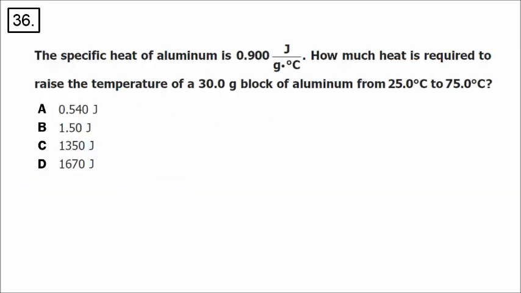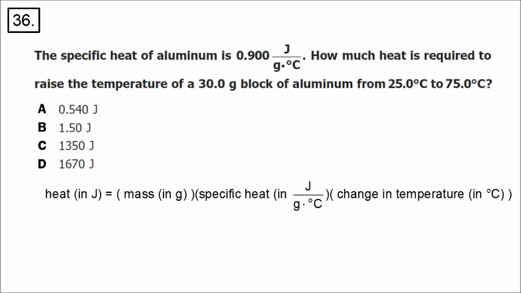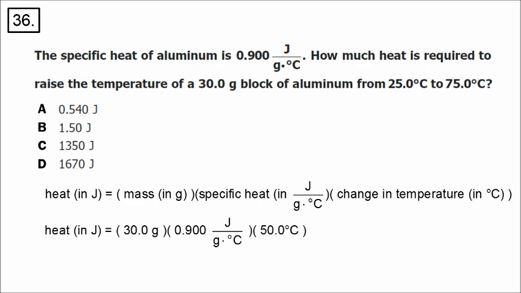Number 36. Remember that heat, which is measured in joules, is equal to the mass in grams times the specific heat times the change in temperature. So the mass in this case is 30 grams. The specific heat is 0.9 joules per gram degree Celsius. And the change in temperature is 50 degrees Celsius. When we multiply 30 times 0.9 times 50, we get 1,350 joules. The correct answer is C.